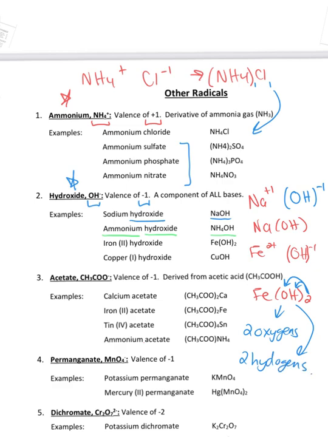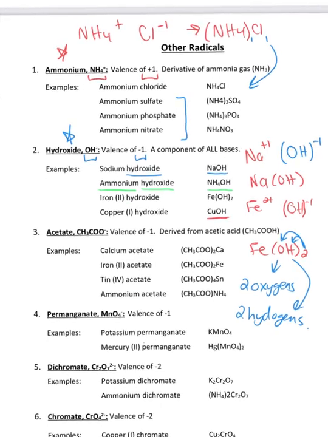So that's why these brackets are so important, because if there was no bracket, if it just said FeOH2, that would be indicating that there's only 2 hydrogens, but there's also 2 oxygens, so you have to have the brackets included. They give another example of copper 1 hydroxide, and because both of these charges are 1, you can just write the formula as CuOH.